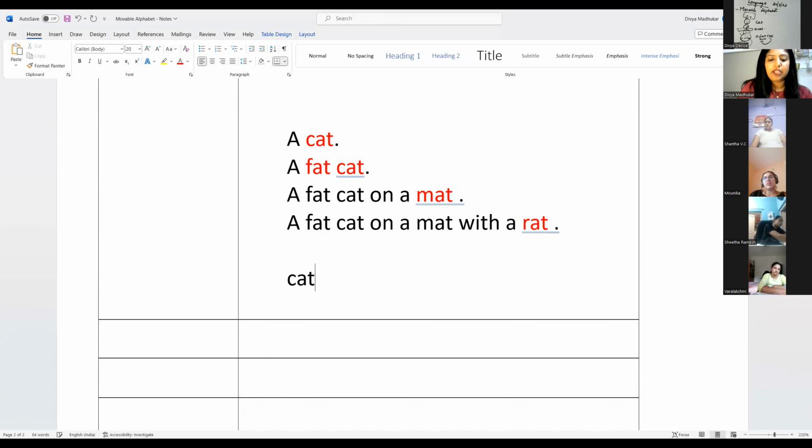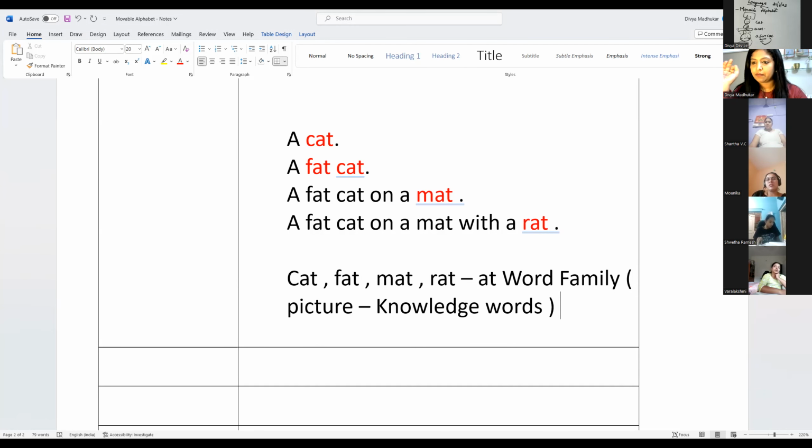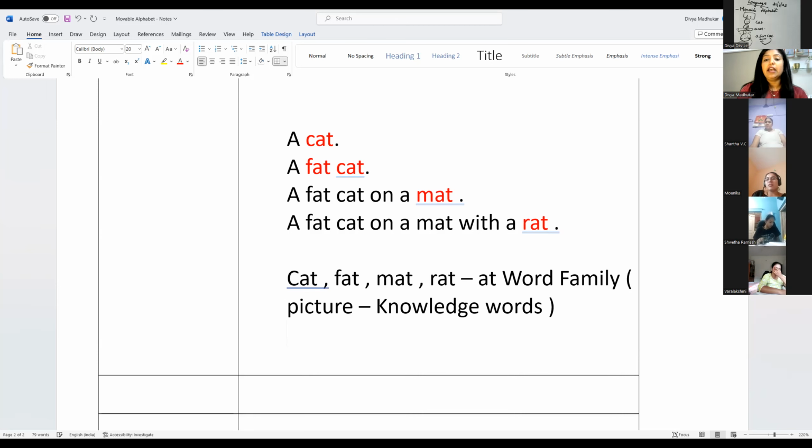Now, what are these words? Like your cat, your fat, then your mat, your rat. They are all from the AT word family, correct? Now, anytime since I was able to relate to my picture, I had good amount of knowledge in identifying that particular word. So that's the reason I also call these words as knowledge words, because anytime I say cat, the child is able to remember that.